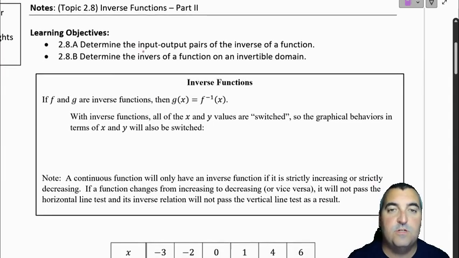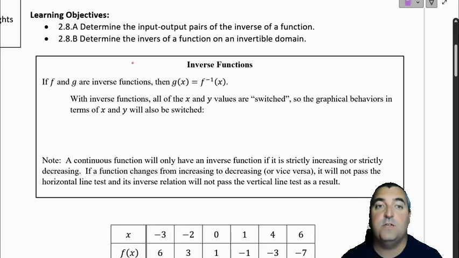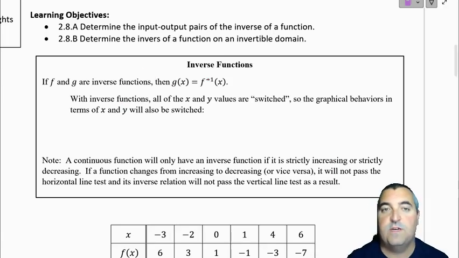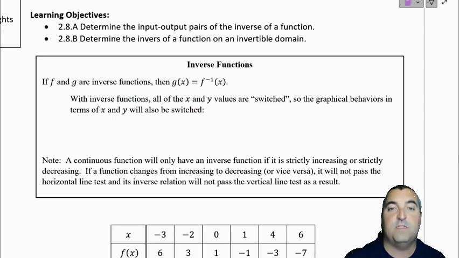We're talking inverse functions. If f and g are inverses of each other, then we would write g of x is equal to f inverse, or f to the negative 1 of x. With inverse functions, all of the x and y values are switched, so the graphical behaviors in terms of x and y will also be switched.